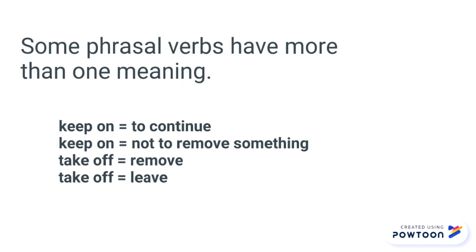Some phrasal verbs have more than one meaning. For example, keep on means to continue and not to remove something. Take off means to remove and to leave. So it depends on the context in which the phrasal verb is used.